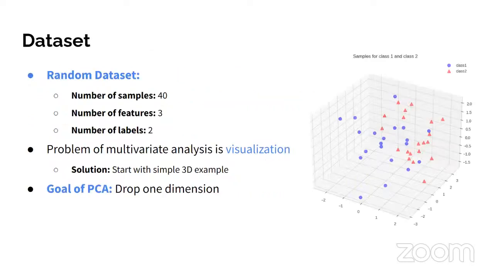So this is what my data set is. I have 2 classes. I can visualize it in 3 dimensions. I have 40 samples, 3 features and 2 labels. The problem of multivariate analysis is visualization. You can't visualize anything above 3D. So I'll start with a simple 3 dimensional example, and my goal is to drop 1 dimension. I want to convert this 3D space into the 2D space so I can visualize it in 2D. That's my current goal right now. Can we do it?